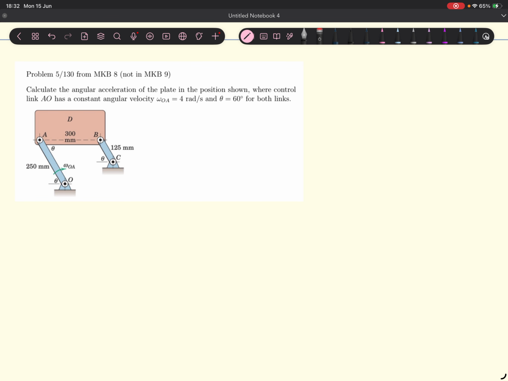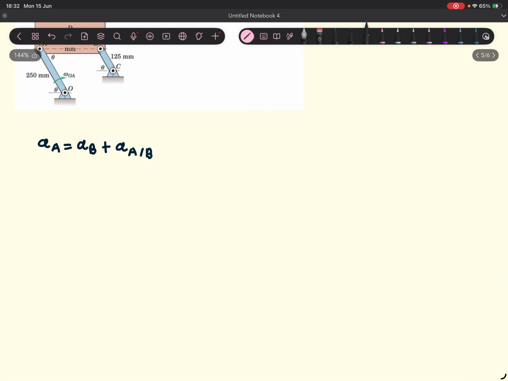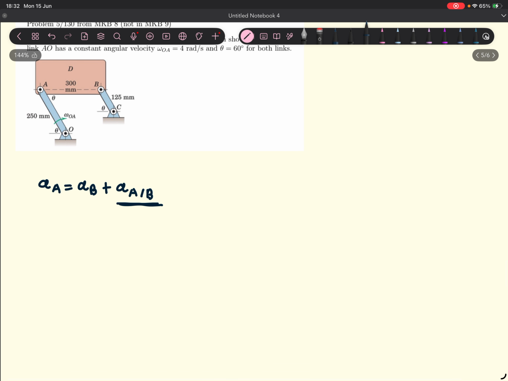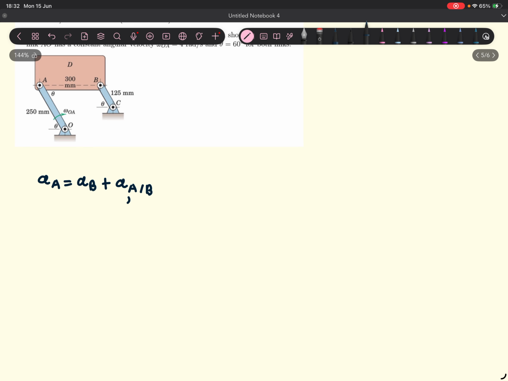the acceleration between points A and B. So we can write that equation. We have the acceleration of A, which is equal to the acceleration of B plus the acceleration of A relative to B. And this relative component describes rotation, so we can break this up into a tangential and a normal component.